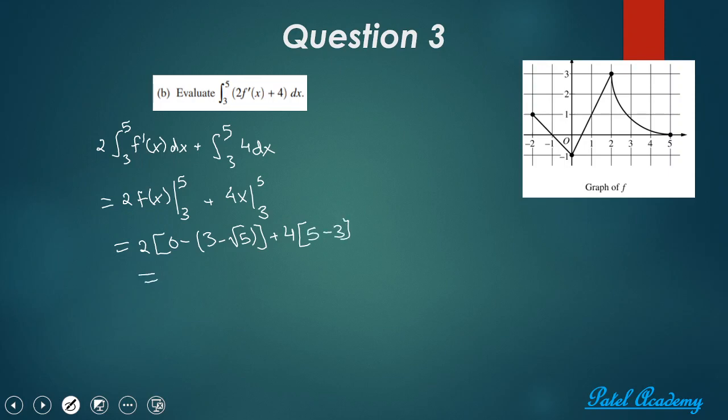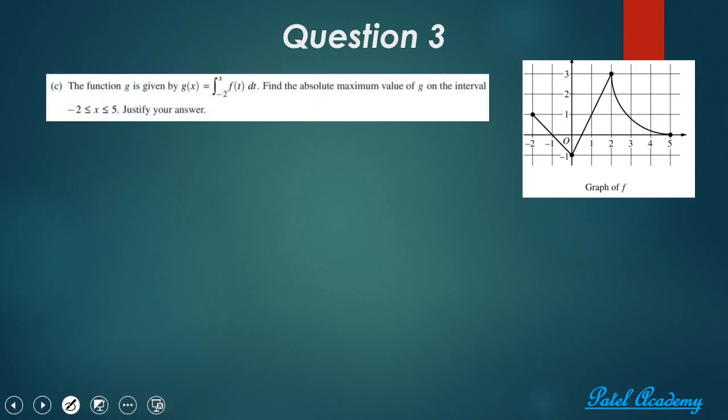So what is this going to be equal to? Well, I see it's going to be 2 root 5 minus 6 plus 8, which is equal to 2 plus 2 root 5. That is your final answer. That was just crunching through and using the fundamental theorem of calculus. Part C. The function g is given by g at x is equal to the integral from -2 to x of f at t. Find the absolute maximum.